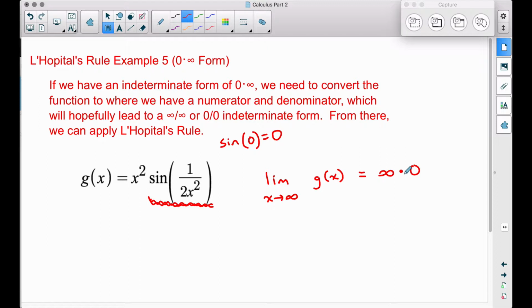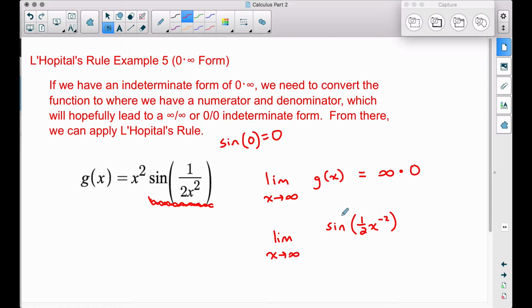Notice we do have this form, 0 times infinity. It does not matter what order we have this in. In order for us to use L'Hopital's rule, we have to write this thing as some type of fraction. Check this out. The limit as x approaches infinity, and up top, I'm going to leave this sine of 1 over 2x squared. I just rewrote that x squared, so we have x to the negative 2.